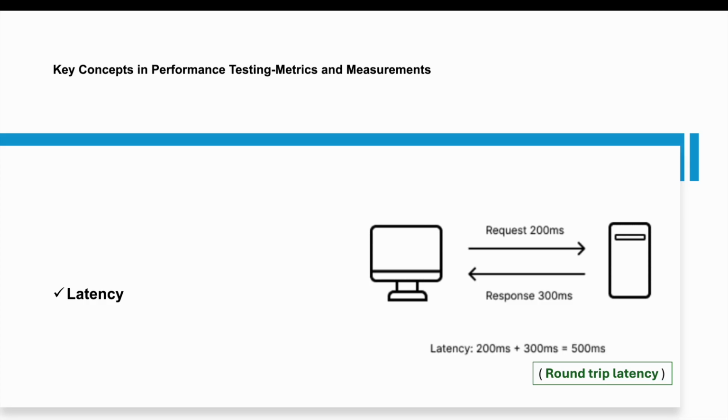Next concept is latency. Latency is the amount of time it takes for a data packet to move from one location to another. It means moving a request from client to server or moving a response from server to client. Here 200 millisecond is considered as the latency for the request and 300 millisecond is the latency for the response. So total latency, also called round trip latency, is 500 millisecond.